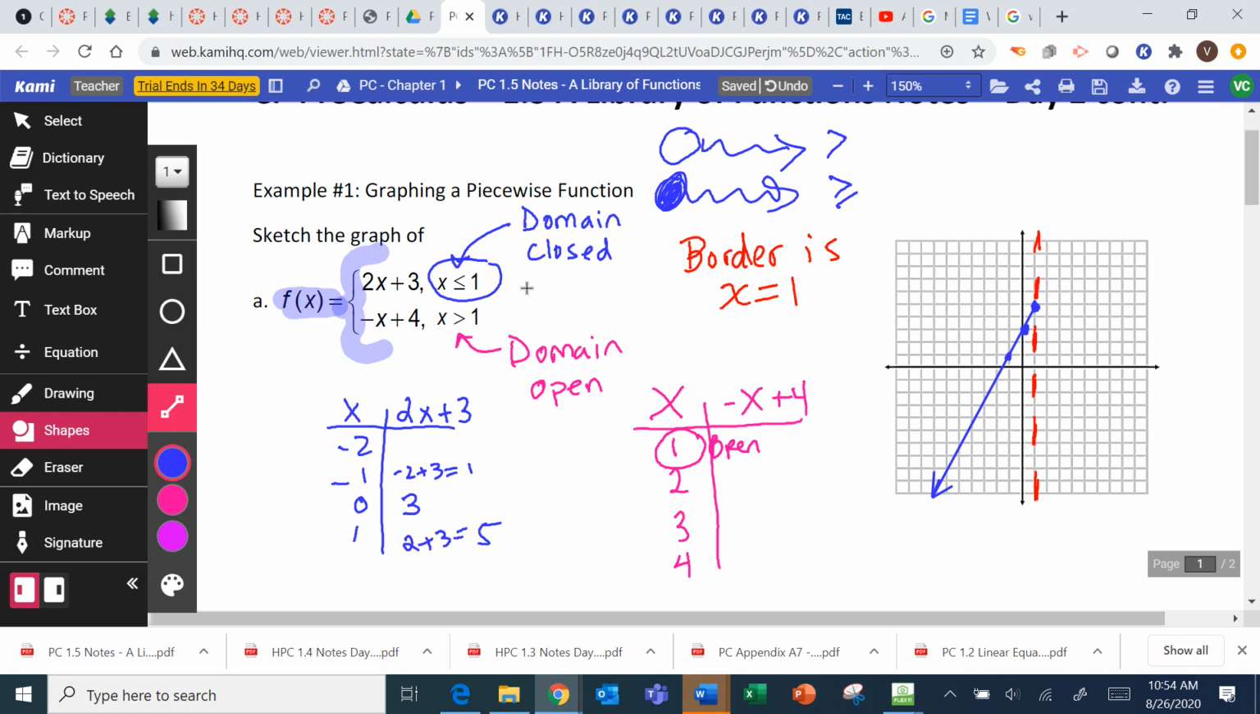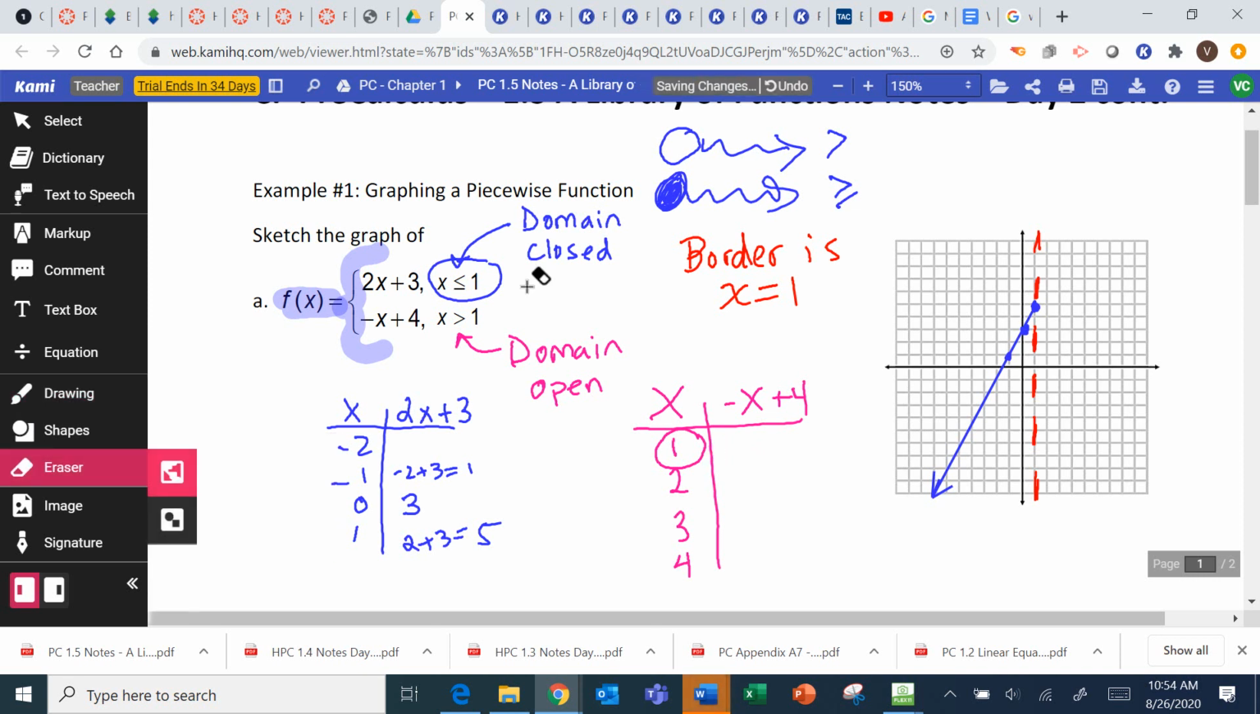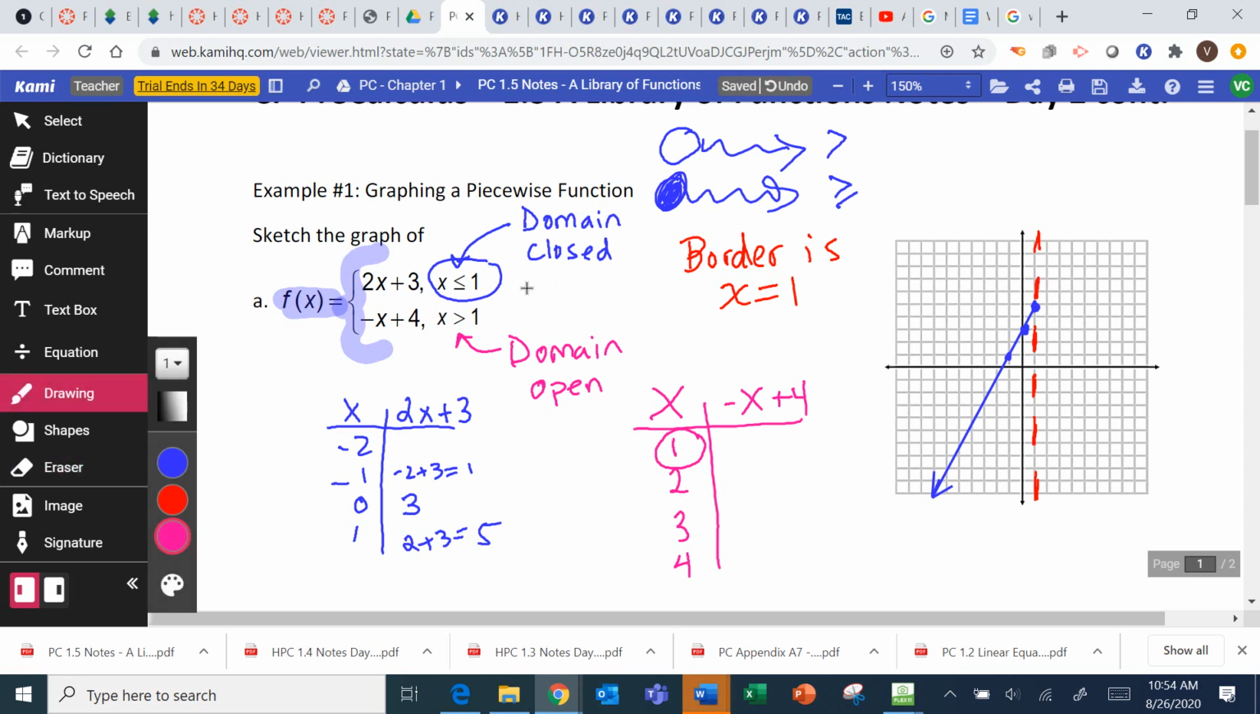Then the pink one, I'm going to try to rewrite that word. It was kind of messy. So I know it's going to be open at 1, so I'm going to go ahead and plug in 1, and I get -1 plus 4, which is 3. So (1, 3) is an open circle.